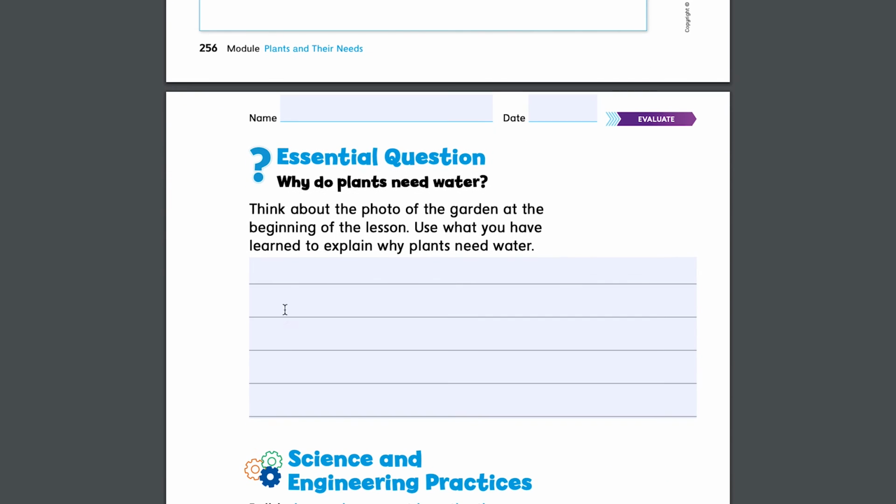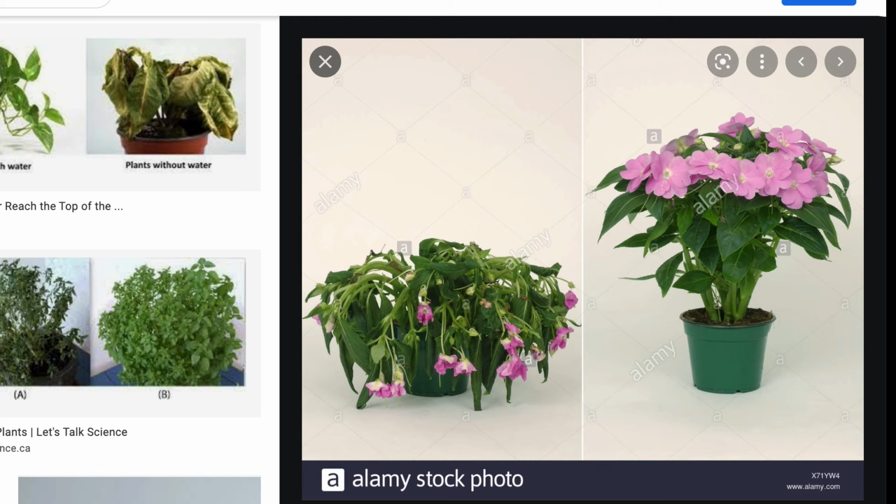Now think about this question. Think about the photo of the garden at the beginning of the lesson. Use what you have learned to explain why plants need water. To make it a little clearer, here is an example of a plant with water versus a plant without water.